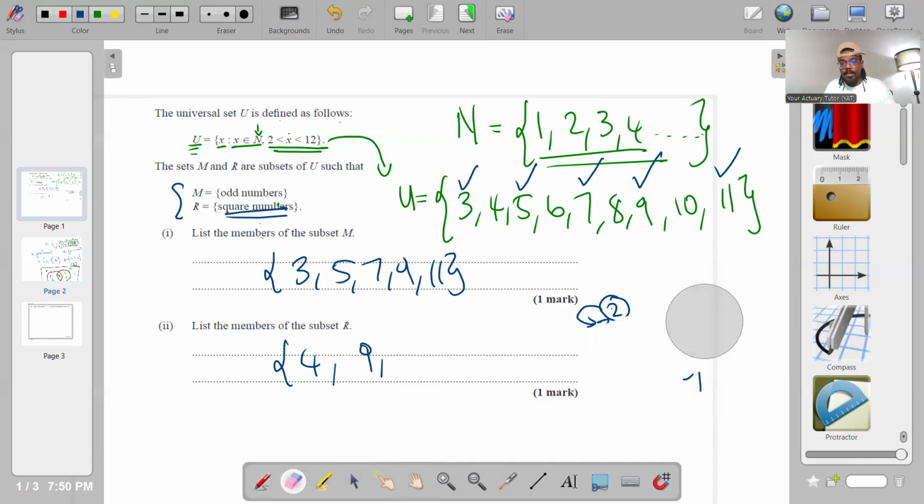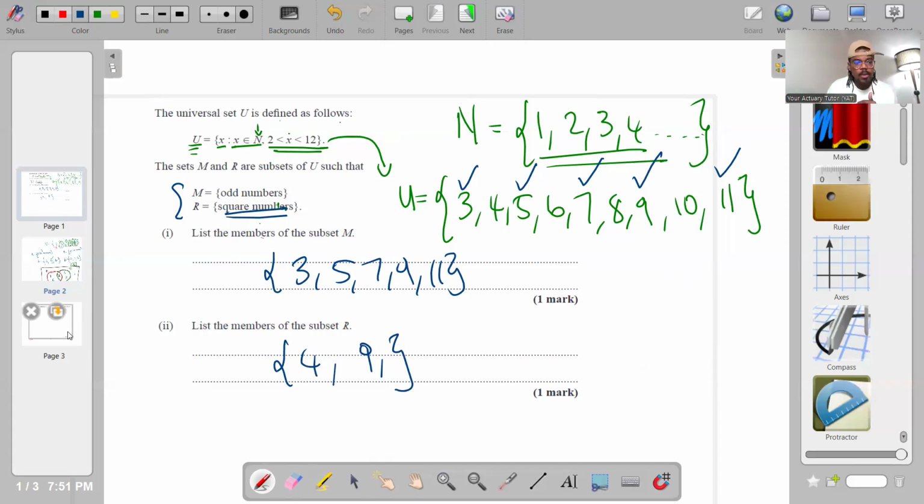Then we go to 4. What's 4 squared? 4 squared is 16. 4 times 4 is 16. I can't find it in the universal set, so I stop. So I now know who are in set R. Set R has 4 and 9. That makes sense? Yeah. So what we appreciate is how to deconstruct the stuff that they're giving you.